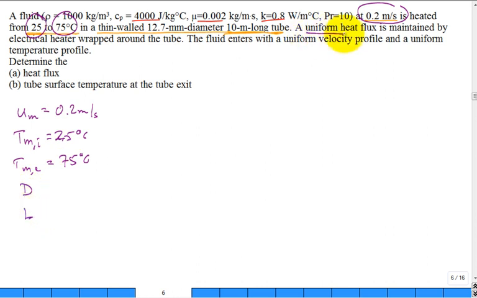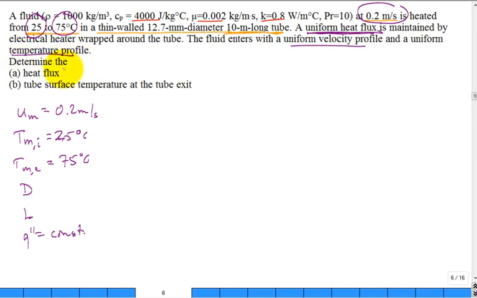A uniform heat flux is maintained by an electrical heater wrapped around the tube. Then you turn on the current, let the current flow through the wire, the electric heater, and it heats it up. And that heat would then, if it's well insulated on the outside, all go through the wall of the tube and into the fluid. So q double prime is equal to a constant. That's our boundary condition. The fluid enters with a uniform velocity profile and a uniform temperature profile.